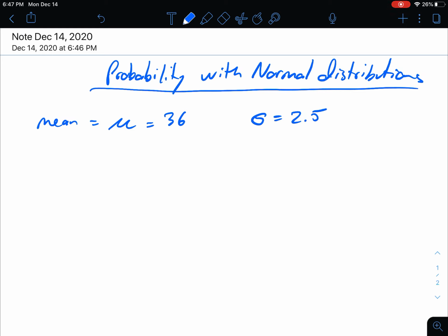So what does this tell me about the jeans that I need to be making? What I know is that 95% of people will fall between 36 plus or minus 2 times the standard deviation, and you can work out that range. And that only occurs when things are normally distributed.